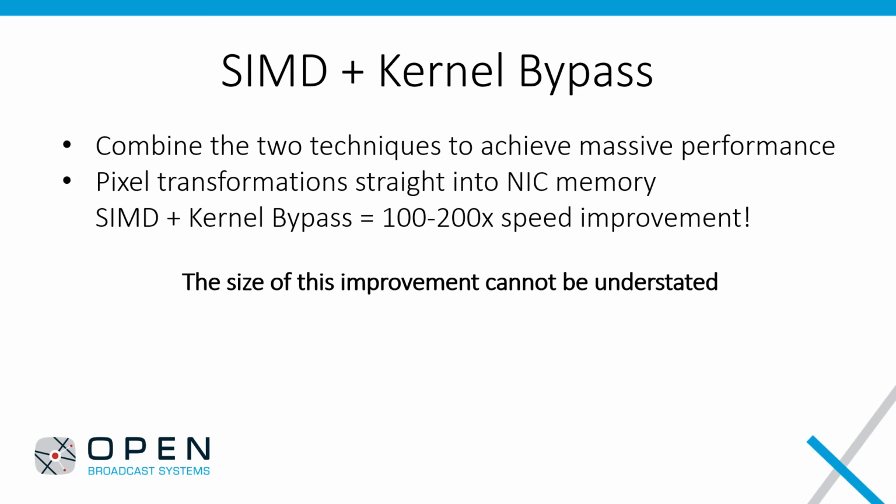And so what we do is combine these two techniques. We combine SIMD and kernel bypass, and this achieves a massive, massive performance improvement. Essentially, we're doing pixel transformations, high performance pixel transformations, straight into network card memory. And this gives us a massive, massive speed improvement. I can't emphasize this more, 100 to 200 times. That's not a percentage sign speed improvement. I mean, the size of this improvement just cannot be understated. It's the end goal of years of work.